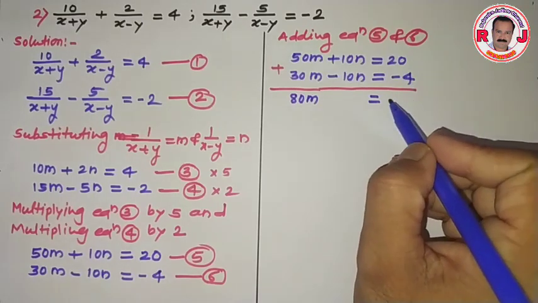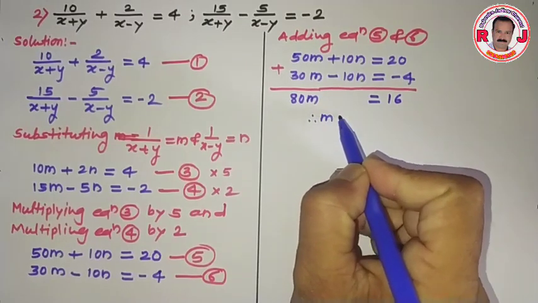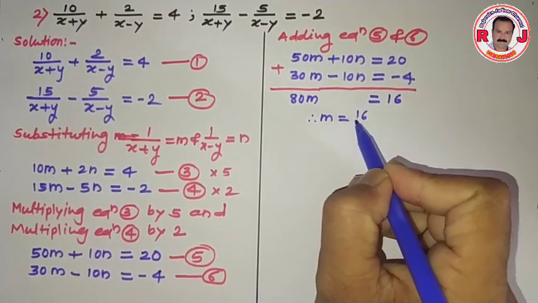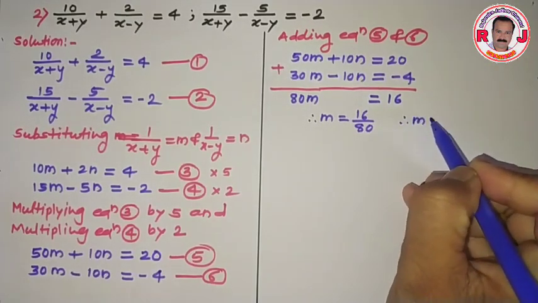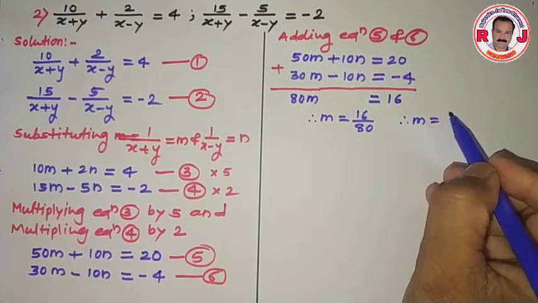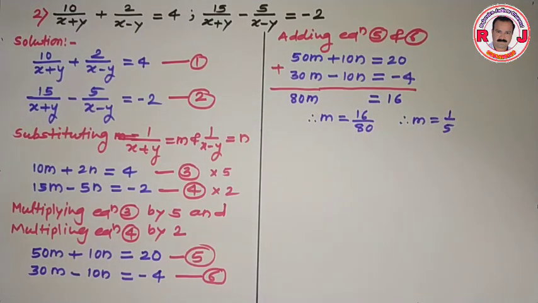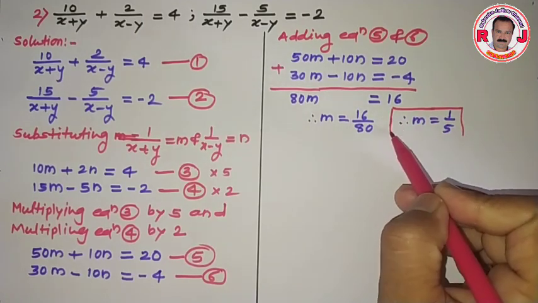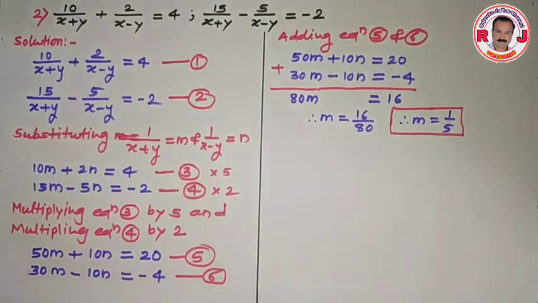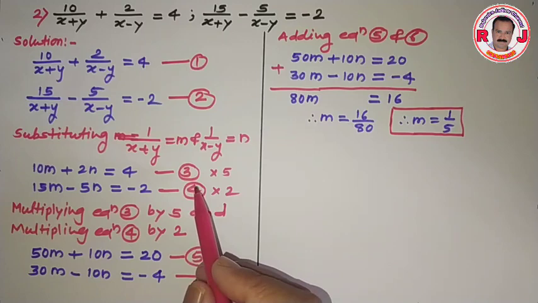20 minus 4 is equal to 16. Here m is equal to 16 upon 80. 16 5s are 80. Therefore the value of m is 1/5. 16 एके 16, 16 पंचे 80 या ठिकाणी किंमत आली म्हणून m ची किंमत 1/5 आलेली आहे. आता ही व्हॅल्यू एका इक्वेशन मध्ये पुट करूया.